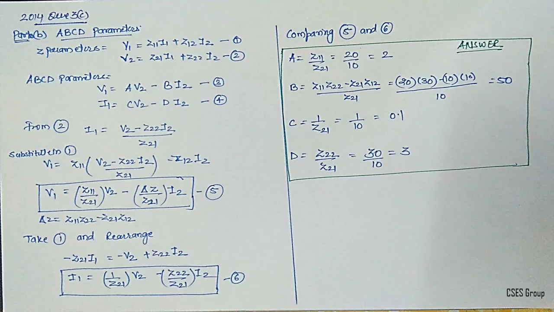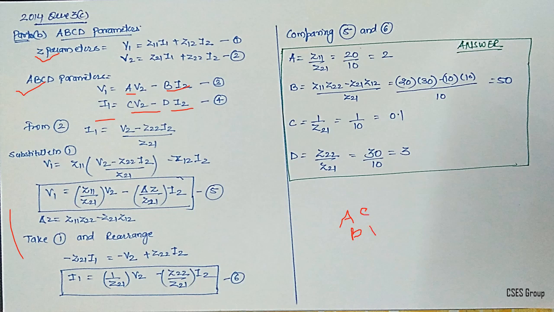Let us write the Z parameter first. Okay, the Z parameter is here, the same thing, and the ABCD parameter is V1 is A into V2 minus B into I2, and I1 is C into V2 minus D into I2. So the easiest way is to understand in this way.